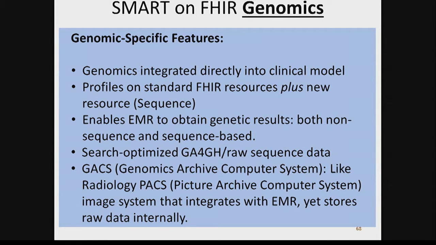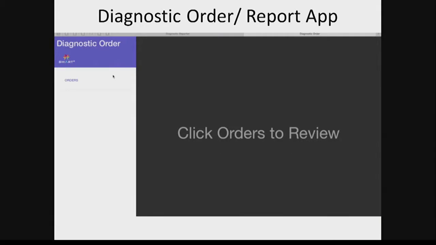And finally, still the ability to have search-optimized raw data that you can access. As part of that, we have a server and system that is, like I mentioned, like the PACS system. We call it the JAX system, which integrates all that raw data so that it can be queried.